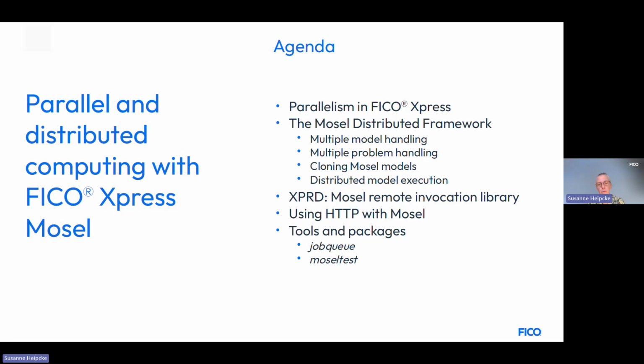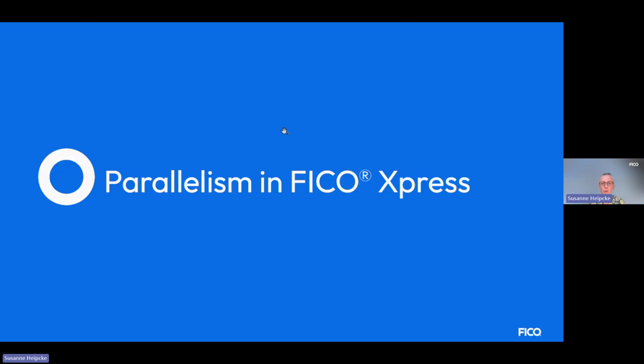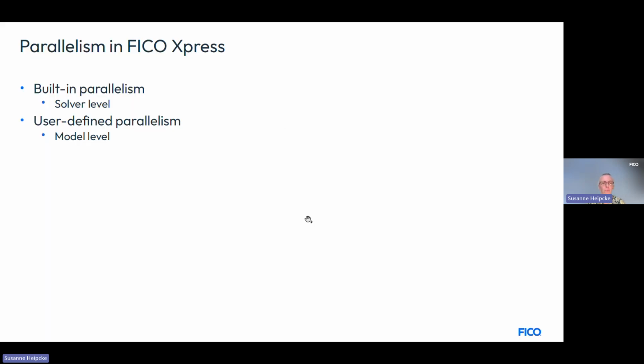So this is all putting many of the features together, and what we keep adding over releases to this set of functionality. But let's start with what we have in terms of parallelism in FICO Xpress. We actually have two sorts of parallelism. We have the built-in parallelism on the solver level, meaning you just toggle a couple of controls and then the solver runs in parallel. And we have user-defined parallelism, which is the subject of today's talk, which is on the model level.